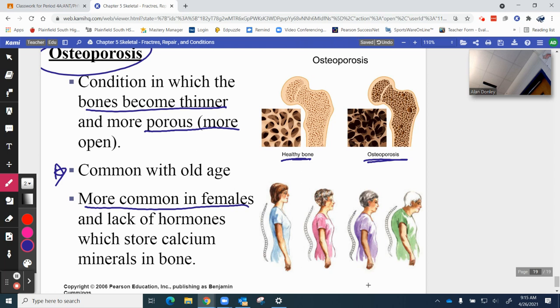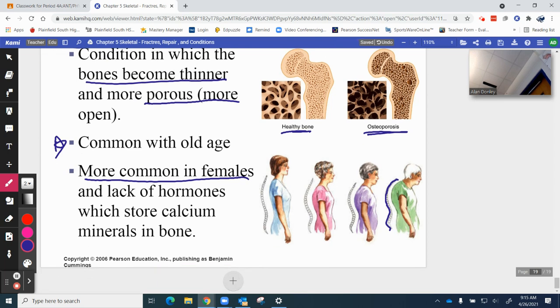All right. Usually people with osteoporosis have this really kind of curved spine. All right. Sometimes they refer to that as kind of a buffalo hump on the back, but they usually have that really far forward kind of posture. Okay. All right. We'll go ahead and stop there.